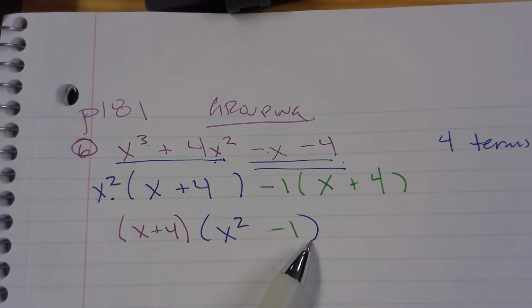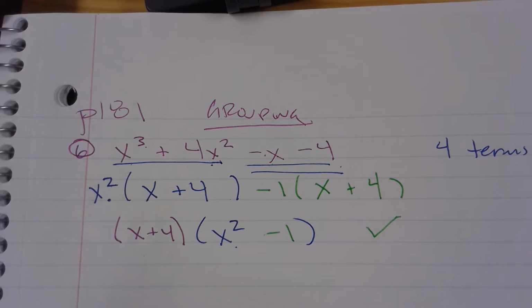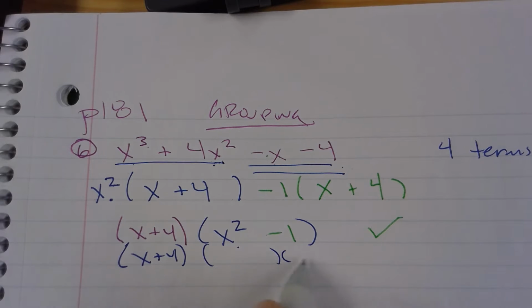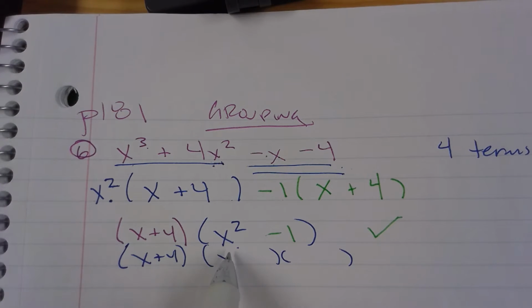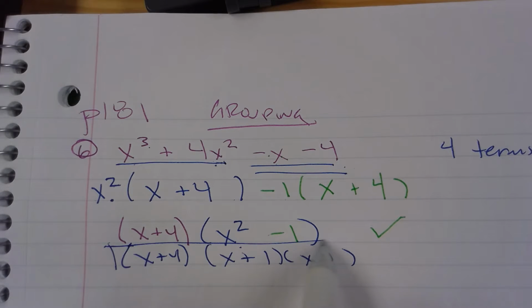All right, so we just grouped. End of grouping. But are we done with the problem? No. We have a difference of squares right here, right? So we still have x plus 4. And since we realize we have a difference of squares, we have x plus 1, x minus 1, and this is our answer.